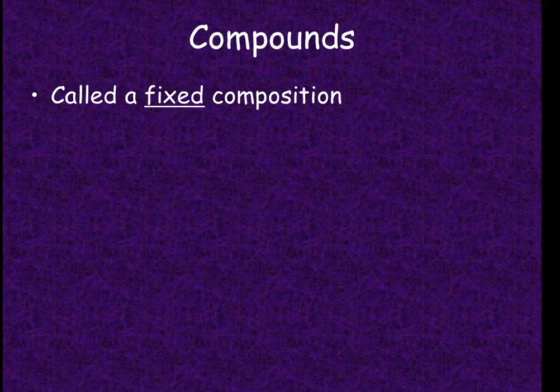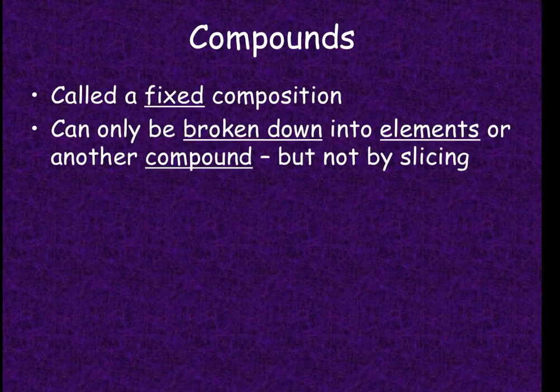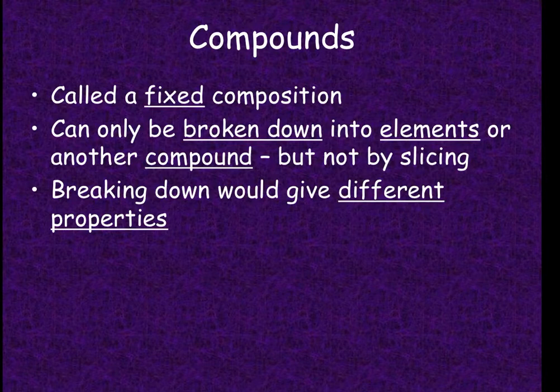Now, compounds are pure substances because we can't break them down by physical means. In other words, we can't boil or melt sodium chloride and separate it into sodium and chlorine. It doesn't work that way. Okay? These can only be broken down into elements or another compound, and those are through chemical changes. We can't do it simply by physically cutting them apart. Breaking a compound down could give those things different properties. Let me show you an example of that.